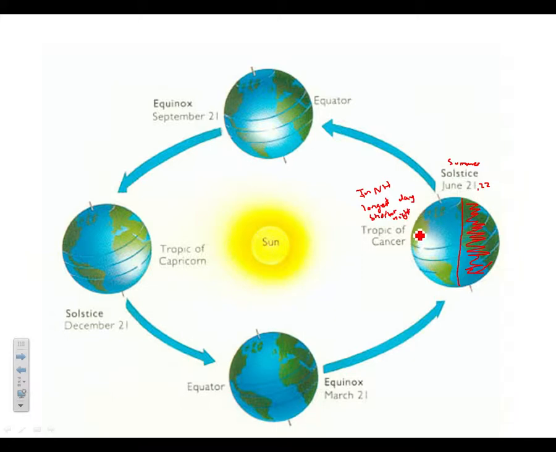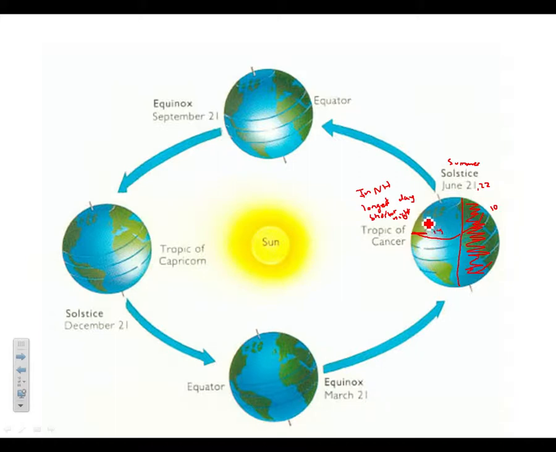So you look at in Texas here, we're going to have, can't draw it very well, lots of hours of daylight and fewer hours of darkness. It's going to be something around 14 hours of daylight and only 10 hours of darkness. Well, that's going to make it warmer. It's going to make it summer. We have more sunlight than we do darkness.